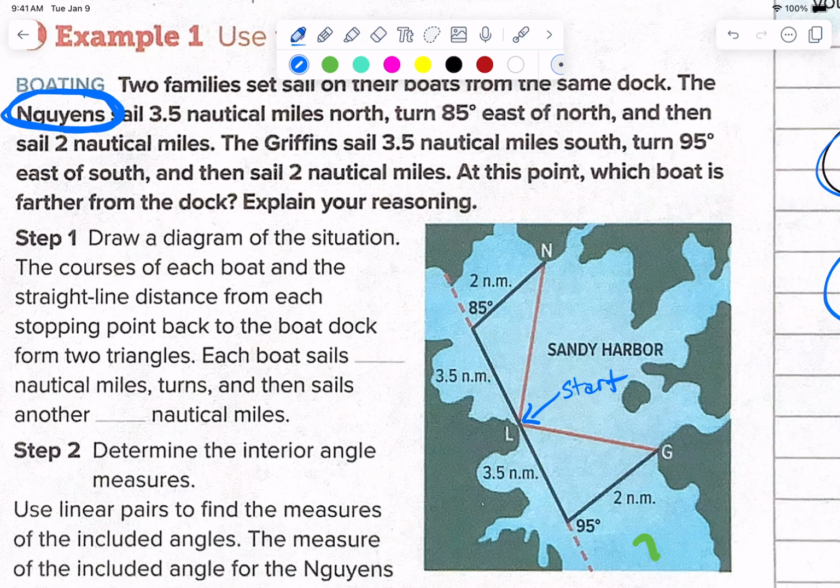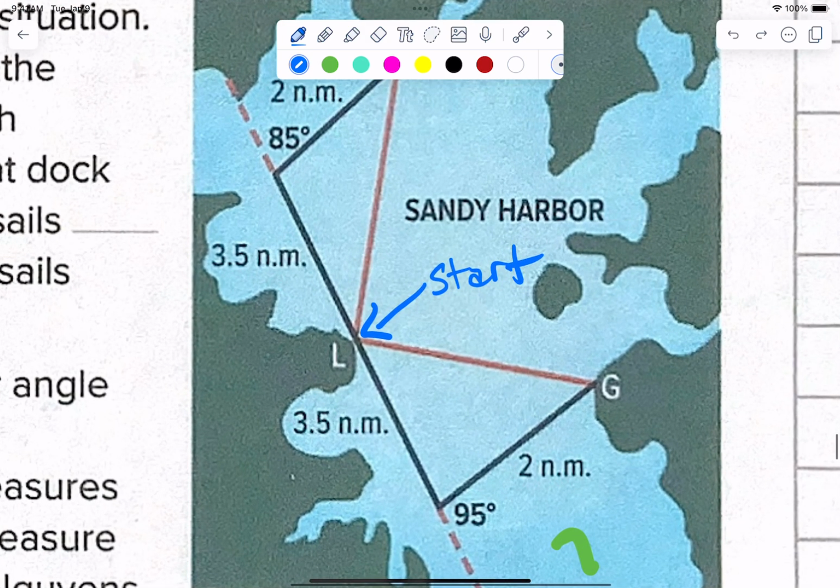Anyway, so the N family, whatever, they're traveling north. This is the N family. They're traveling north. And the Griffins, then they give us an easy one to pronounce. The Griffins are heading south. Okay, now here's the important part. The N family that's heading north, they're going 3.5 nautical miles.